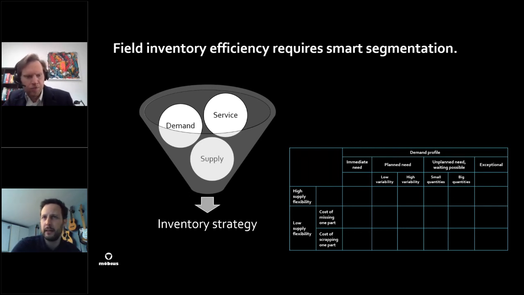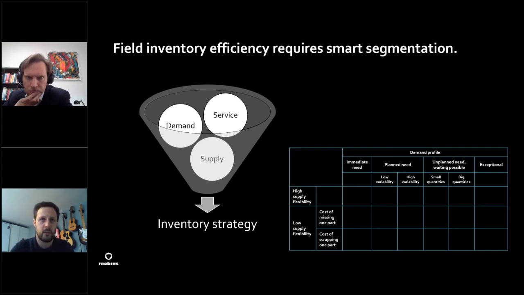To add a little bit more detail, we have this table here on the right that shows potential segmentation on your demand dimension and your supply dimension. When you look at demand, those are the columns, you'll see that you might have an immediate need, so you need to be able to replenish in the next hour or the next few hours, or you might have a need that is planned, you know it in advance, or an unplanned need, but it's possible to wait another day, another few days.